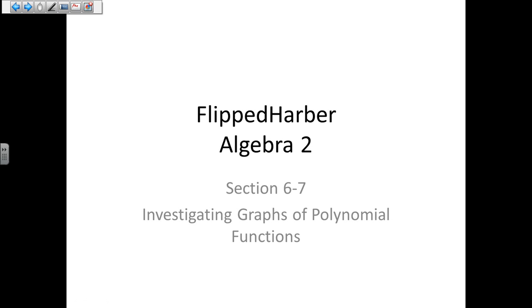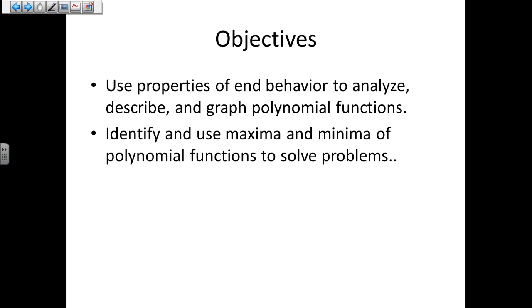In this video we're going to cover section 6-7, investigating graphs of polynomial functions. Our objectives for this lesson are to use properties of end behavior to analyze, describe, and graph polynomial functions, and to identify and use maxima and minima of polynomial functions to solve problems.